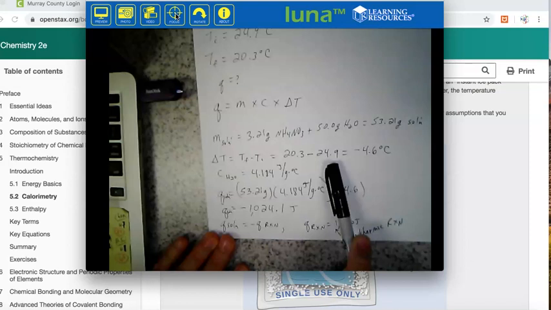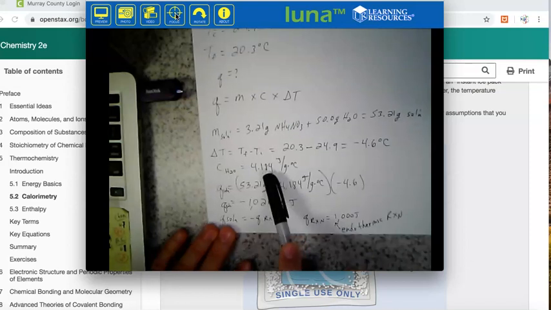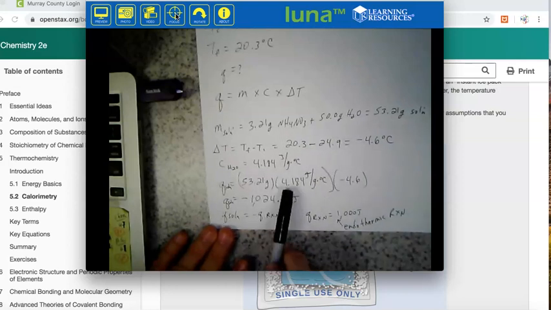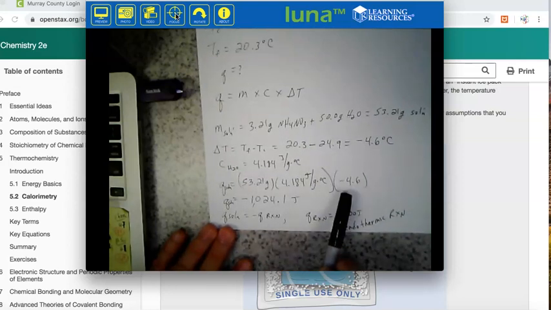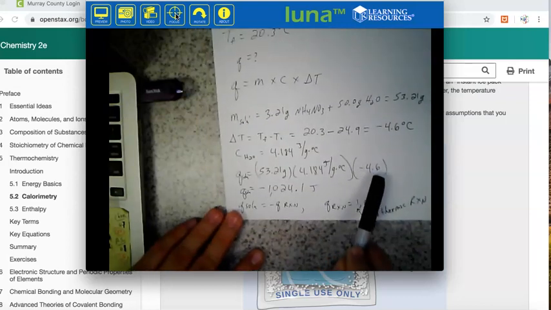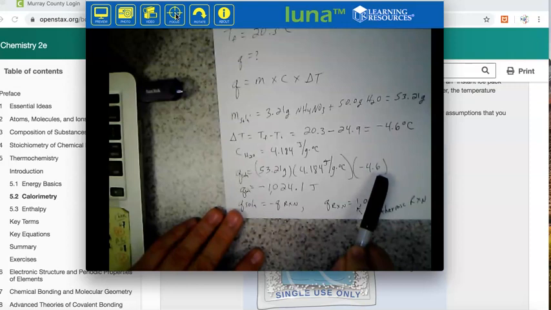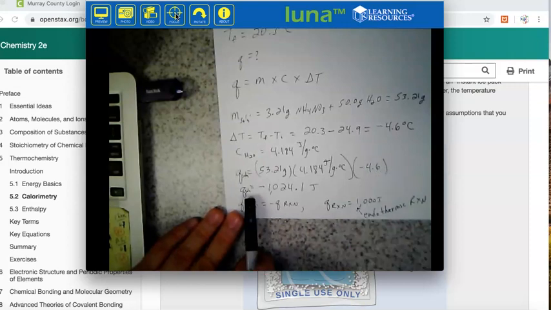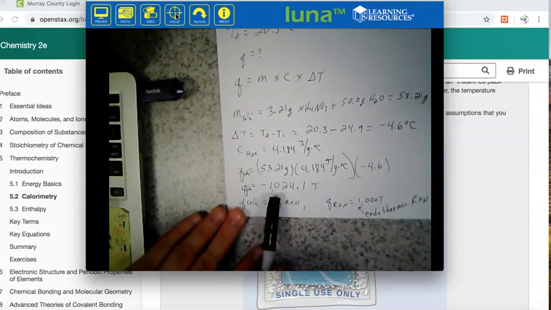And the heat capacity of water is 4.184 joules per gram per degree Celsius. So to find the heat of the solution, I'm just going to multiply the masses times the heat capacity for water times my change in temperature. And note that it's a negative value there because the temperature went down. All right, so the heat of the solution then is going to be equal to, when I did my calculation, a negative 1,024.1 joules.